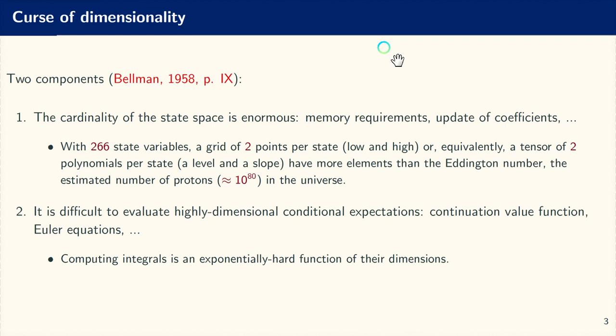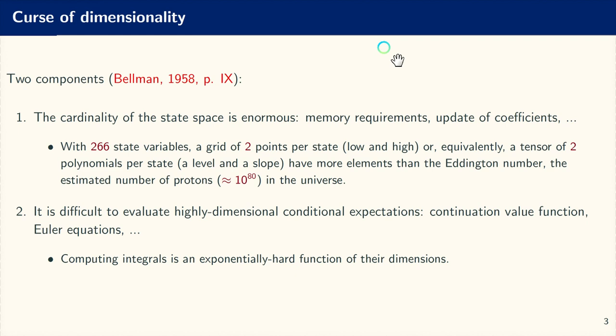This has complications just in terms of computing the solution, but also even more pragmatically in storing the solution, because you will need enormous memory requirements. Think about a model with 266 state variables. And in that model, you have a grid of 2 points per state, low and high. You cannot go any lower than 2 points per state.